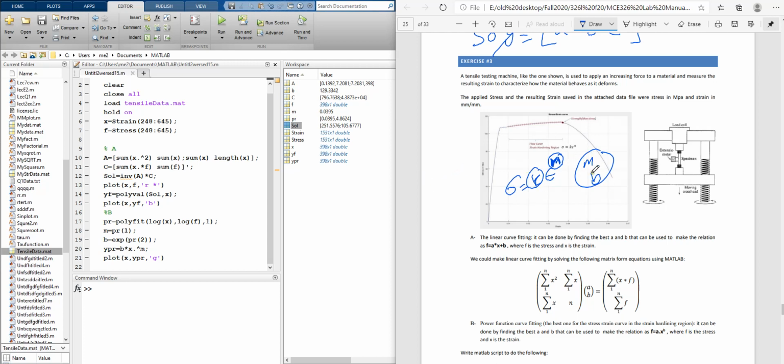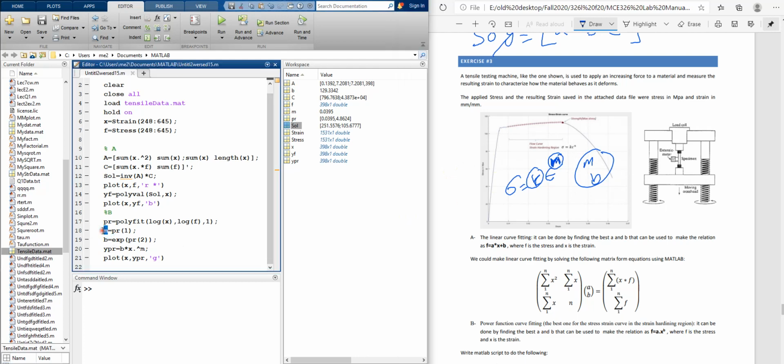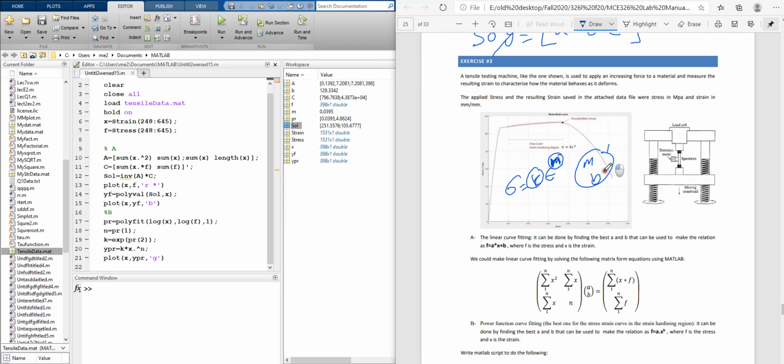If you want to keep it n and k like this, you can go back to here, write n here, and instead of b write k, and then this should be k and this should be n, to make it as written in the documents for the material testing. So this is the power function using n and k. So no need to use the m and b.